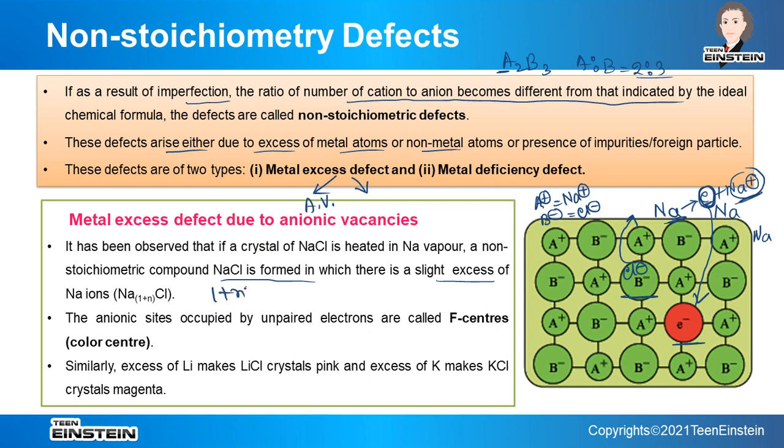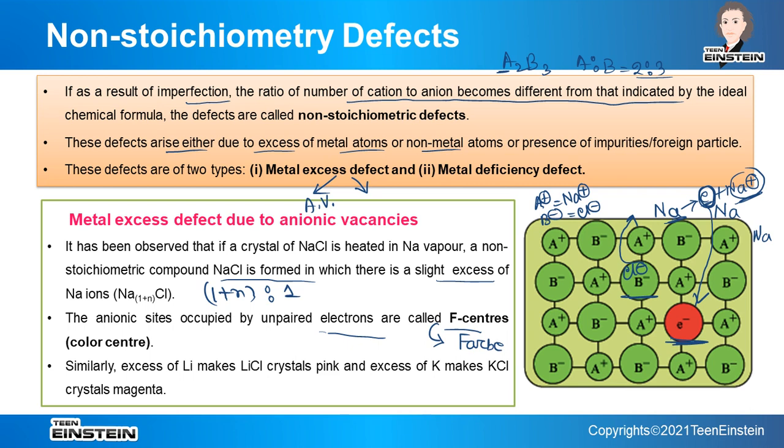1 plus n is to 1. Okay, so stoichiometry is disturbed. The anionic sites occupied by unpaired electrons are called F centers. So this is the F center. Now this F center, the name is actually from the German word Farbe. In German, Farbe means color.